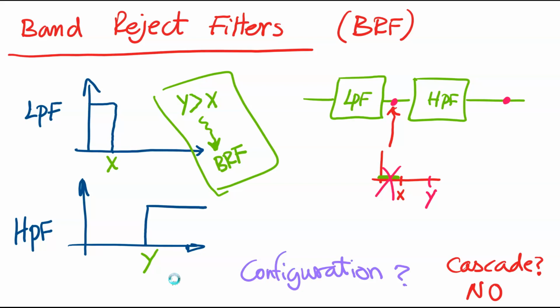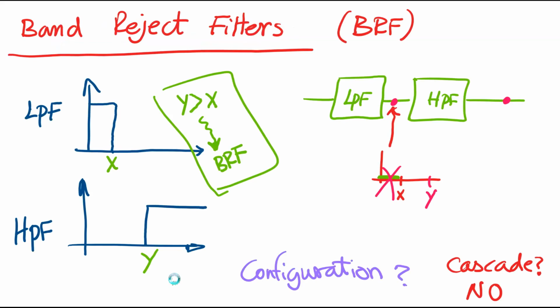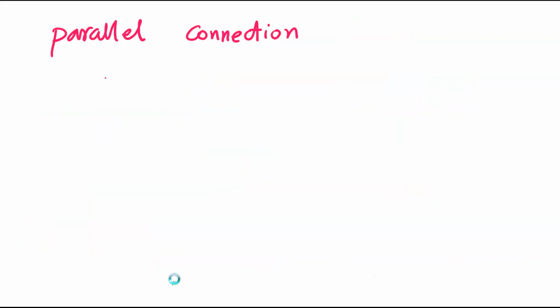So now the question is how should I put them together? How should I connect them? The answer is that I have to put them in parallel. So the solution is a parallel connection. By connecting them in parallel, what will happen is that frequencies can pass the filters either through the high pass filter or low pass filter. So if they can survive any of them, they can get to the output.